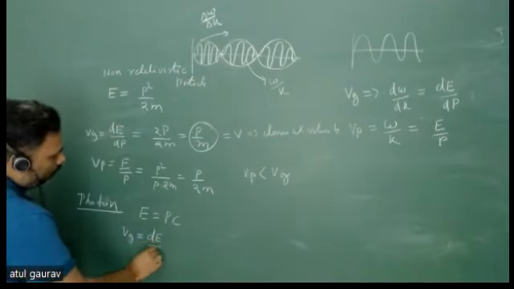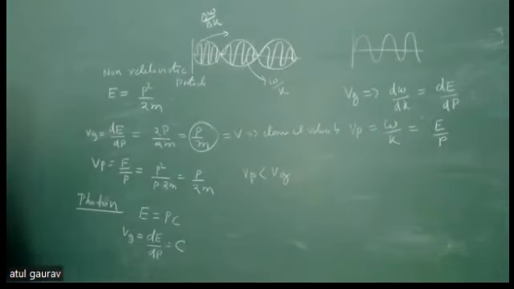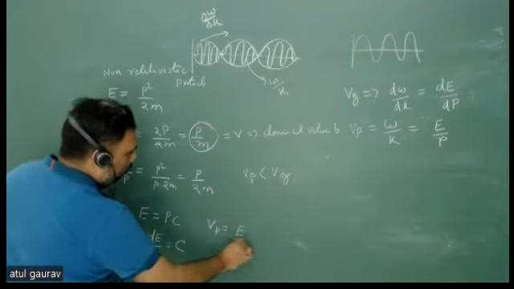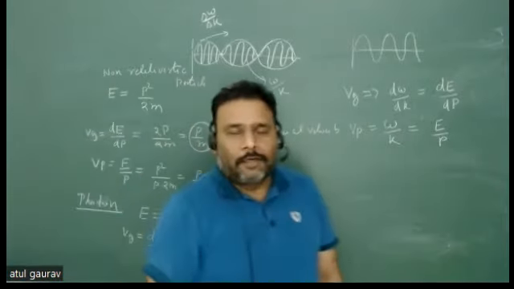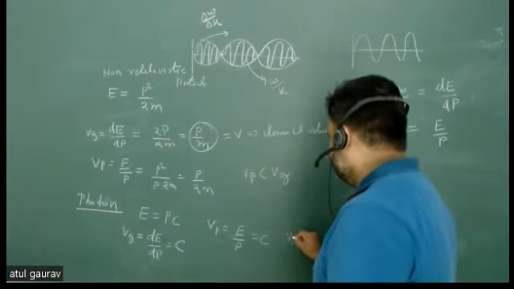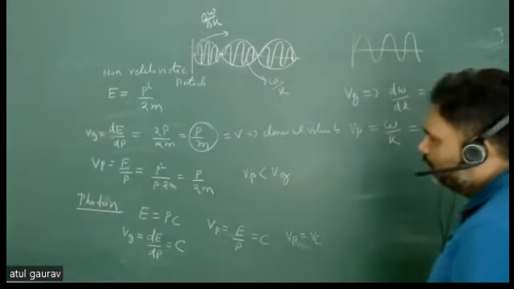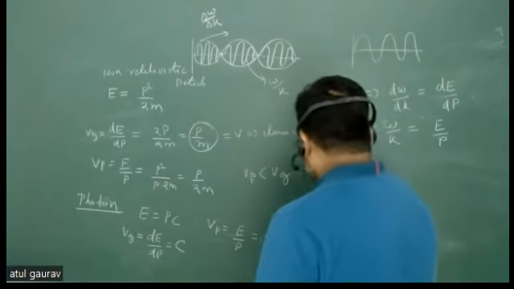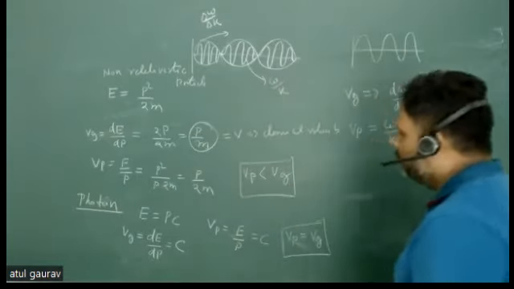dE upon dP, that is equal to C. And let's calculate VP, that is E upon P, that is also equal to C. So for a photon, group velocity and phase velocity are the same thing, isn't it? And for the classical particle, VP is less than VG.